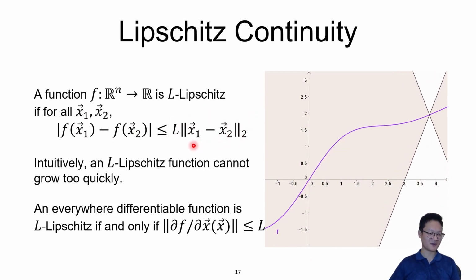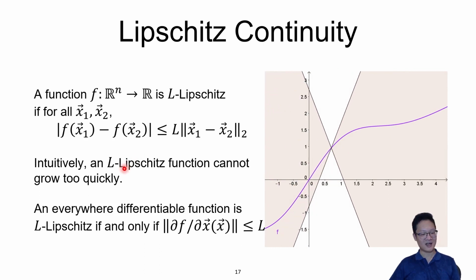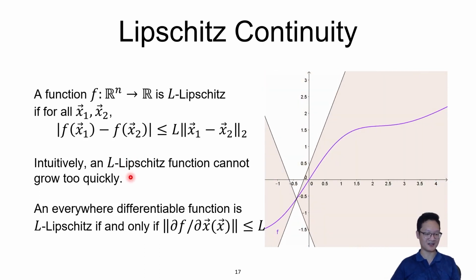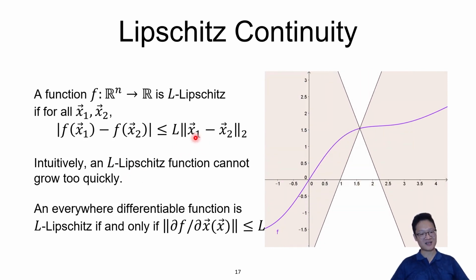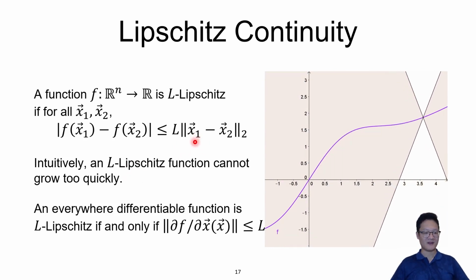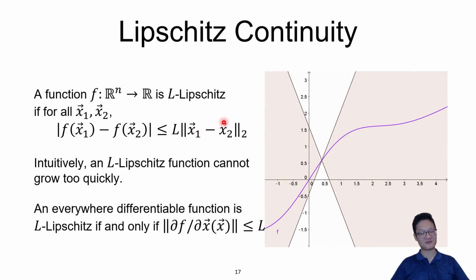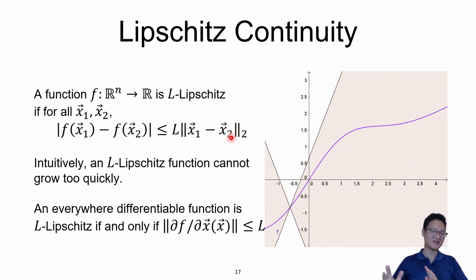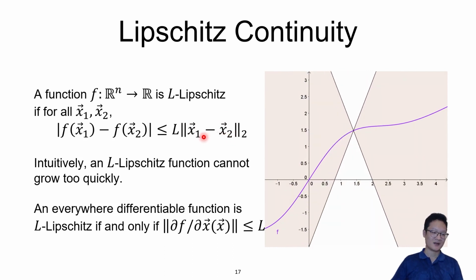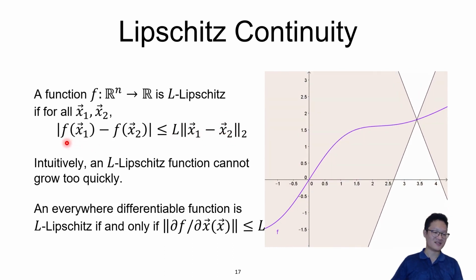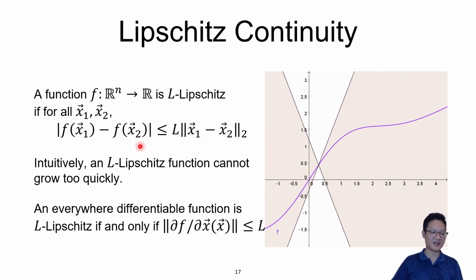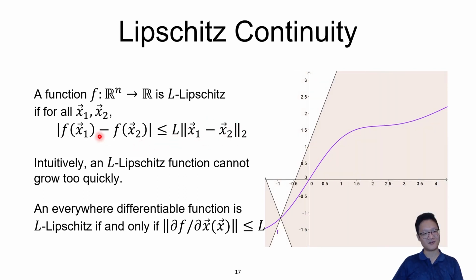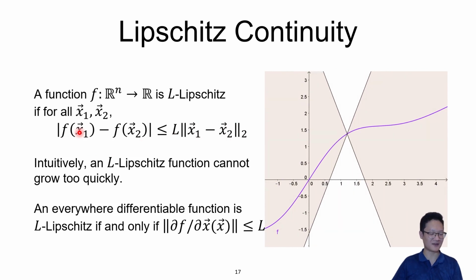So the intuitive meaning of this is that an L Lipschitz function cannot grow too quickly. It cannot change too quickly, actually. So that means that if I start from x1 and I move to another point x2 that is some distance away, the resulting change in the function value cannot be more than L times this distance, right? So that's kind of how you literally read the math.